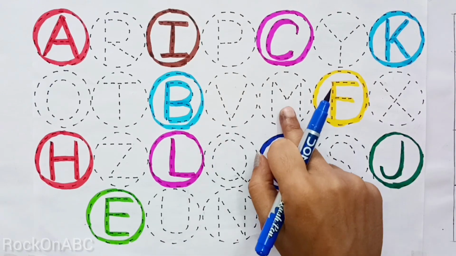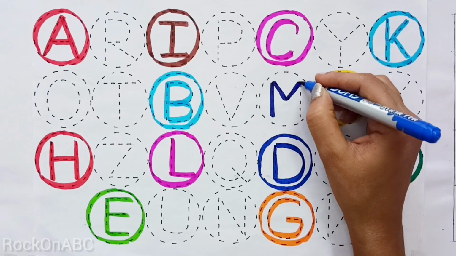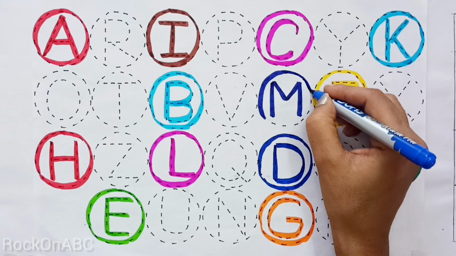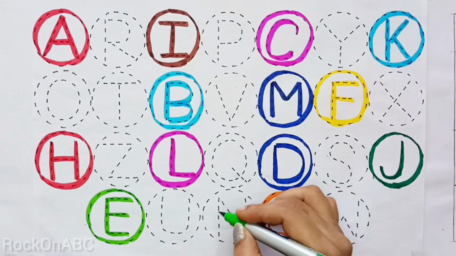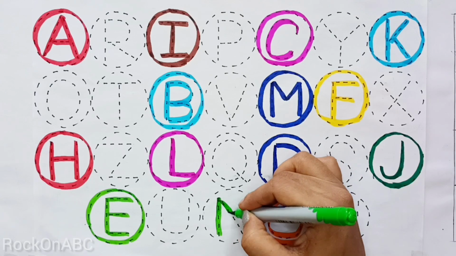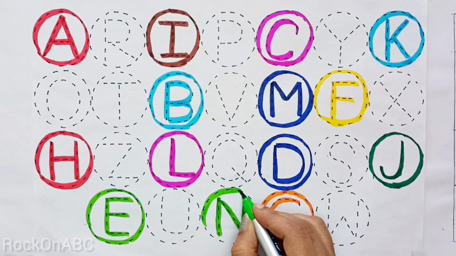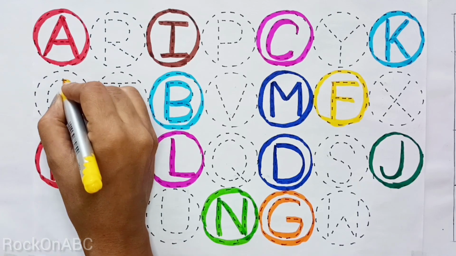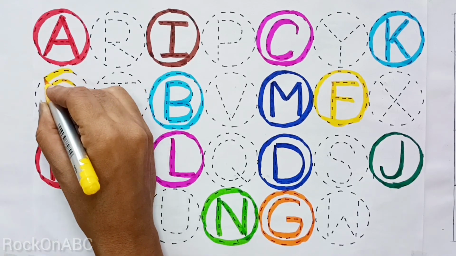M will come after L. Navy blue color M. M is for mango. Yummy mango. Next is N. Green color N. N is for nib. Next O. Yellow color O. O is for ostrich.